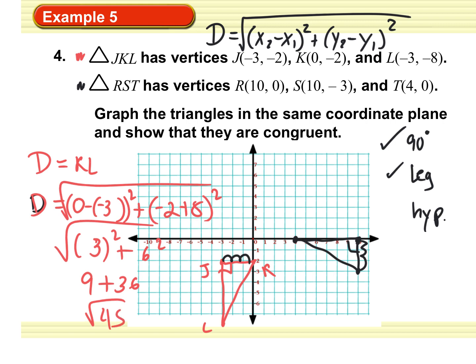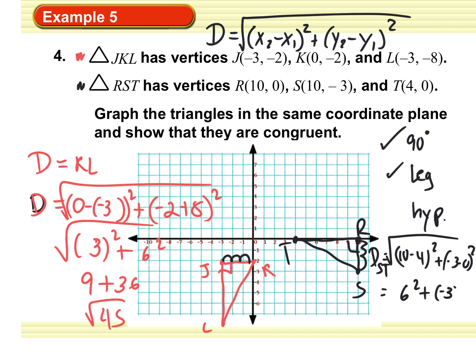And then for the distance of the other one, again, we're going to plug it in. This is R, this is S. We're going to use ST. So 10 minus 4 squared and -3 minus 0 squared, all that under the square root. 6 squared plus -3 squared. 36 plus 9, that is still the square root of 45. So the hypotenuse is also congruent, therefore it is true by the HL theorem.